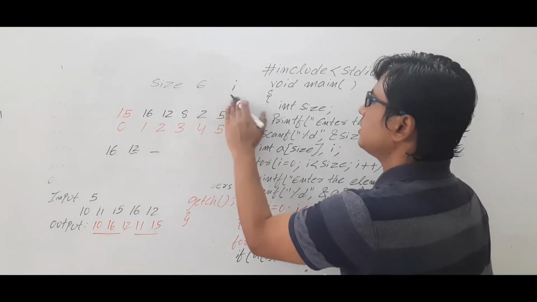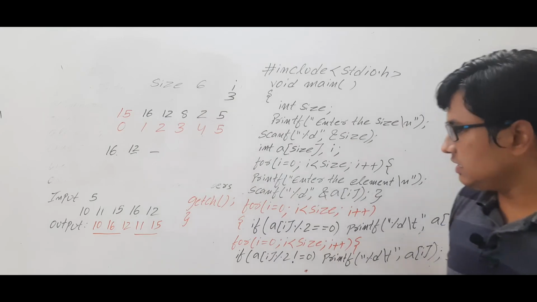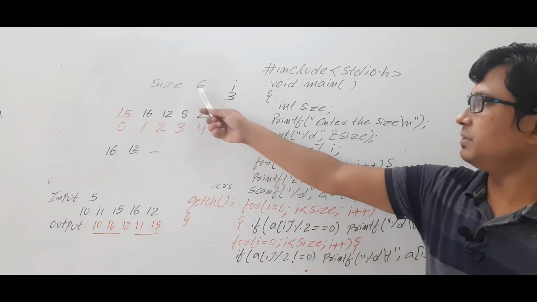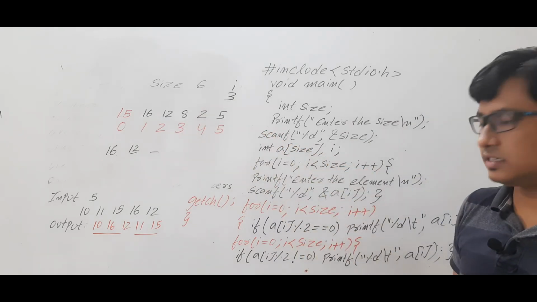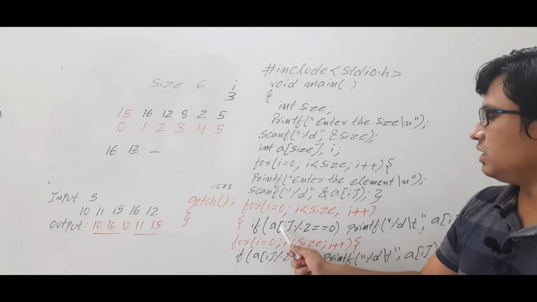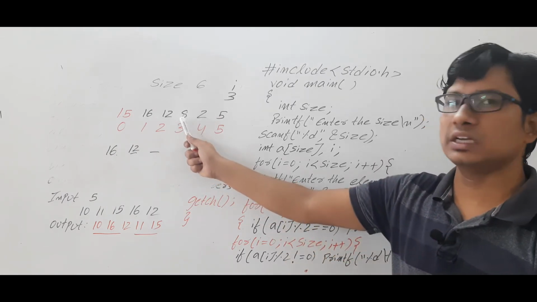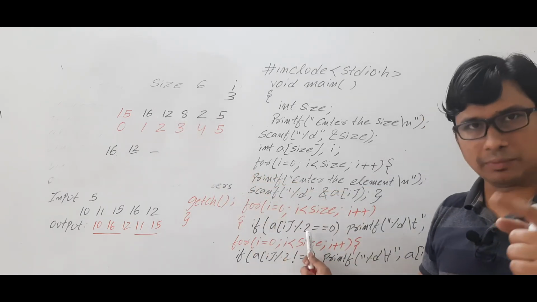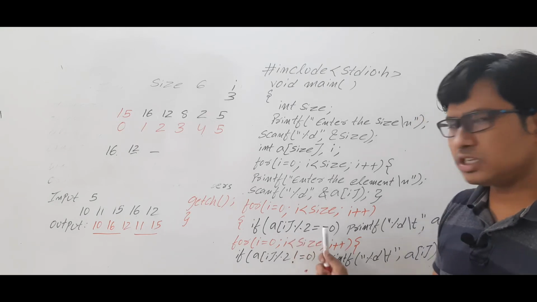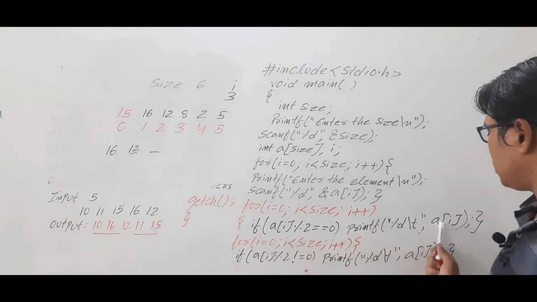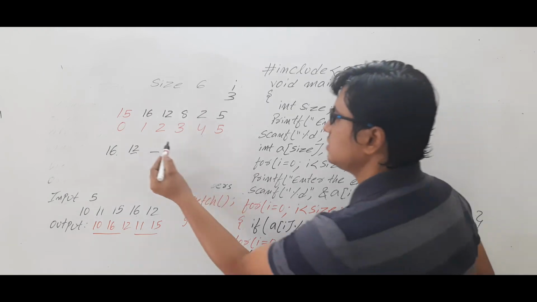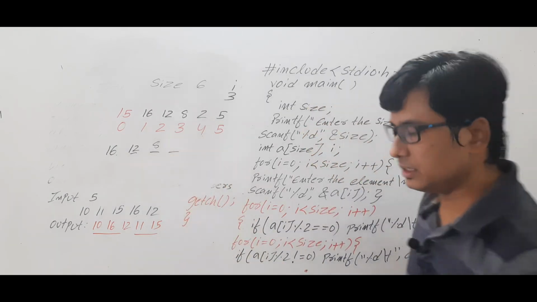Okay. Now i++. The i value will become 3. 3 is less than 6 because size is 6. The condition is true. So now a[3]. a[3] is what? 8. 8 modulus 2, remainder will be 0. 0 is equal to 0. This condition is true. So a[3] will be displayed. a[3] is 8. Now the cursor will be here.